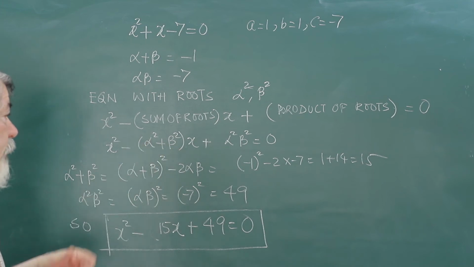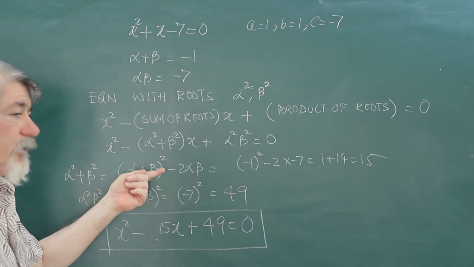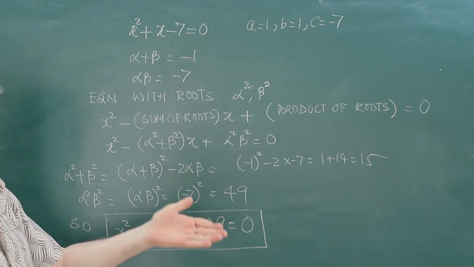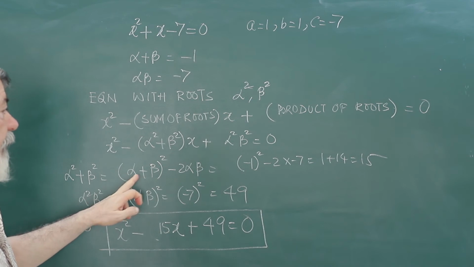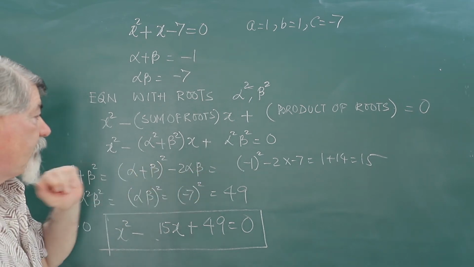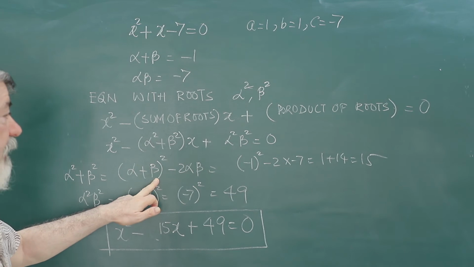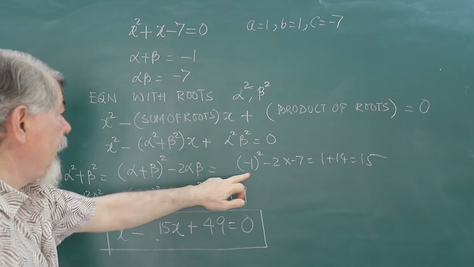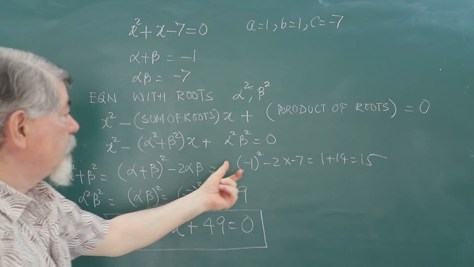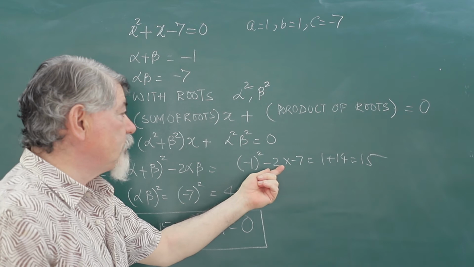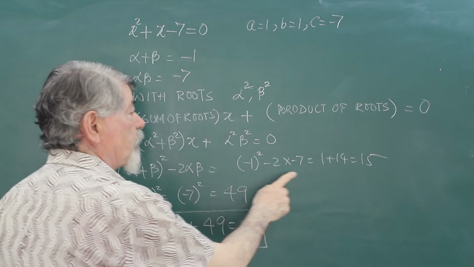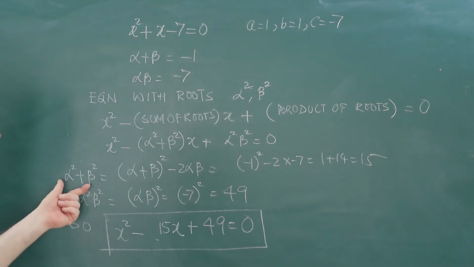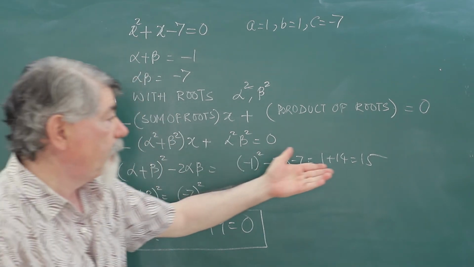Alpha square plus beta square is alpha plus beta whole square minus 2 alpha beta. From the lot of questions which you have done, if you look back, you will find that. Alpha plus beta whole square minus 2 alpha beta. The value of alpha plus beta is minus 1 here, and alpha beta is minus 7. So minus 1 whole square, minus 2 into minus 7. Minus 1 whole square is 1, and this will give you plus 14. So I'll get the value of alpha square plus beta square as 15.